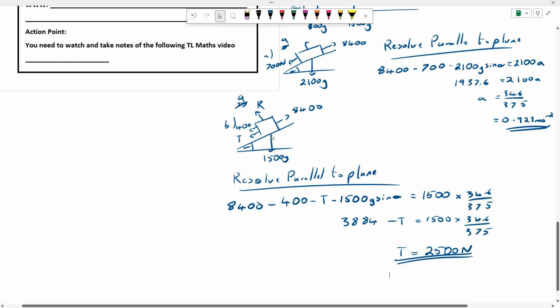That last one's really tricky because you have to decide whether you want to look at the full system or just the trailer or the car. Now, if you looked at the trailer in a similar manner, you should have ended up with the same answer. The tension should be balanced and should be the same.